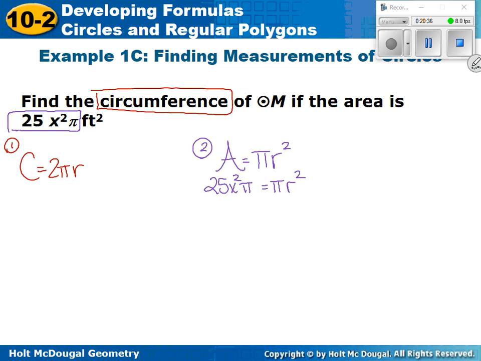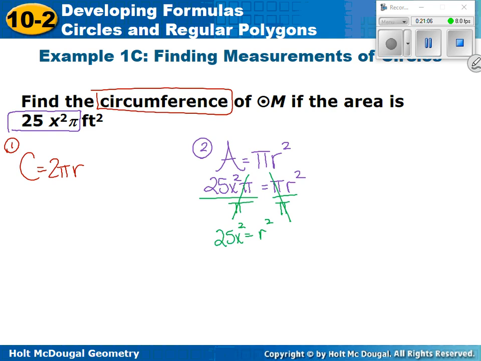Okay, we want to solve for r so that we can find our circumference. That's the only thing we need is the radius. So what could we do over here to start trying to get r by itself? Divide by pi. And what's going to happen to the pi's on both sides? They're just going to cancel out. Does everybody see that? We're just dividing by pi to get rid of pi. So we have 25x squared equals r squared.